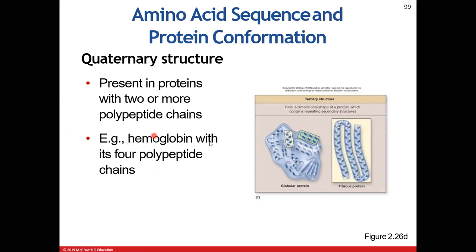So for example, hemoglobin is 4 individual polypeptide chains. So take this globular protein, take another globular protein, and basically take 4 of them and put them together. And that gives us hemoglobin. Okay? So that gives us a functional protein in which we have multiple polypeptide chains put together. Again, I apologize if this still says tertiary structure. I'm not sure I actually have the quaternary structure, so make sure that you check your book for the quaternary structure graphic.